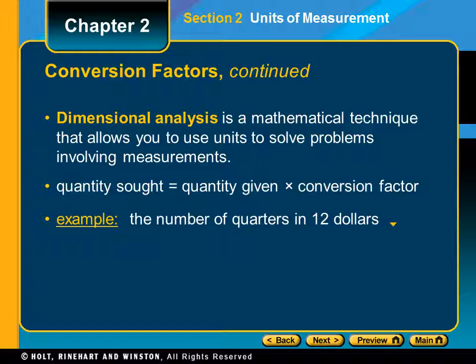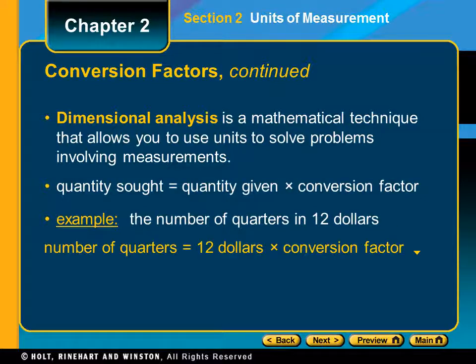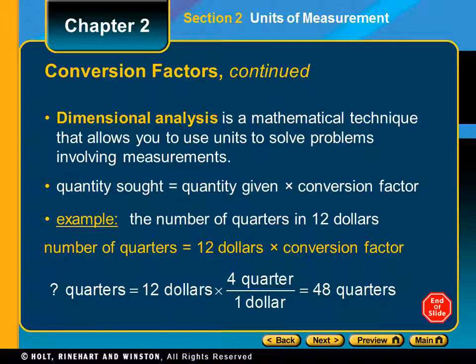If we stick with our examples of quarters, we can do an example: the number of quarters in $12. Well, you have to do a dimensional analysis problem. The number of quarters equals $12 times the conversion factor. What's your conversion factor? What do you want to do? You want your answer in quarters. And this is the rule that you should always apply. You want your answer in quarters, so you need to set it up to get rid of the dollars.